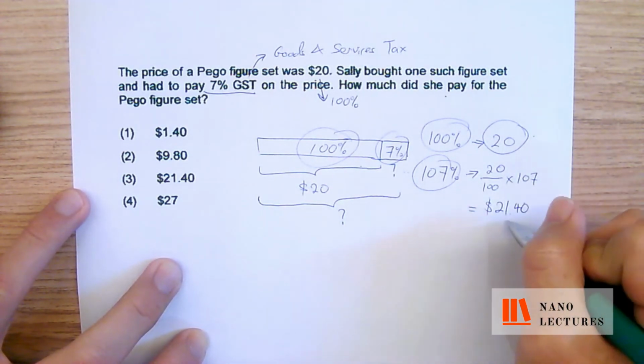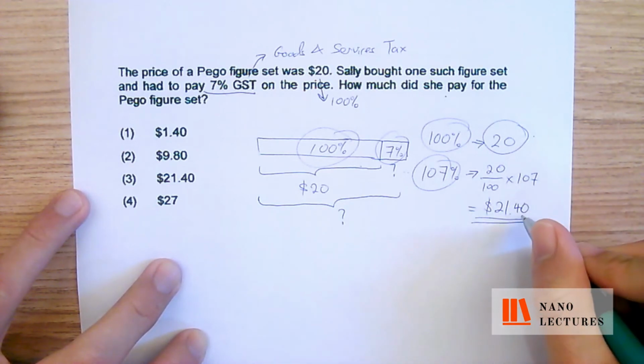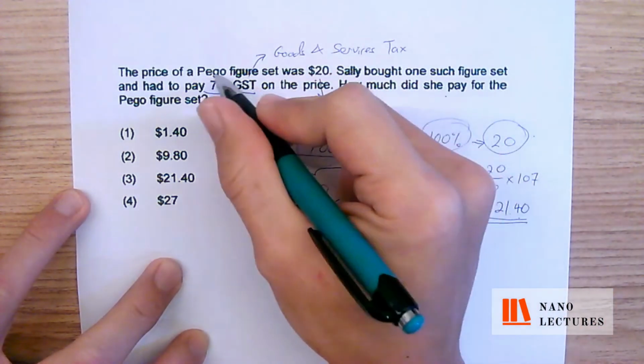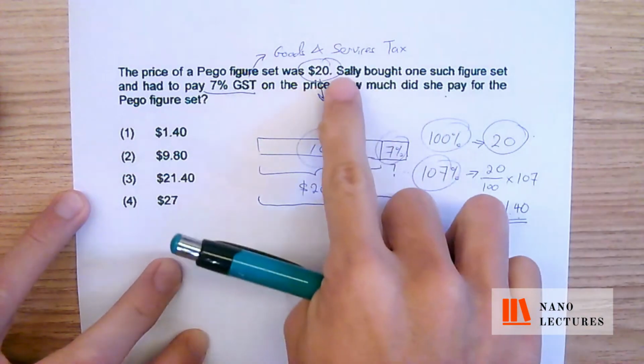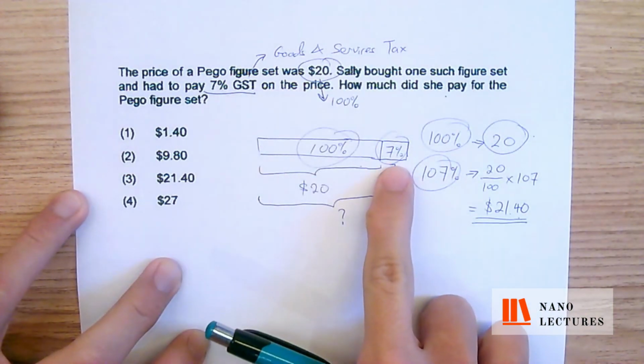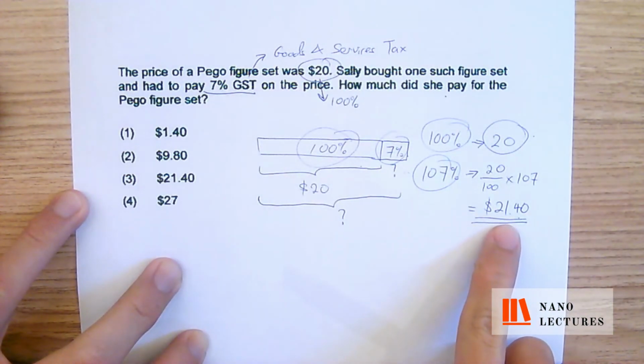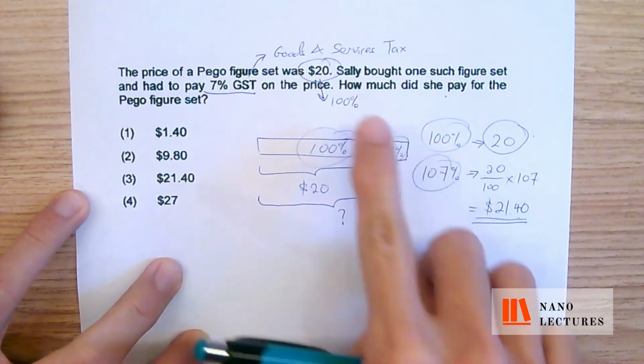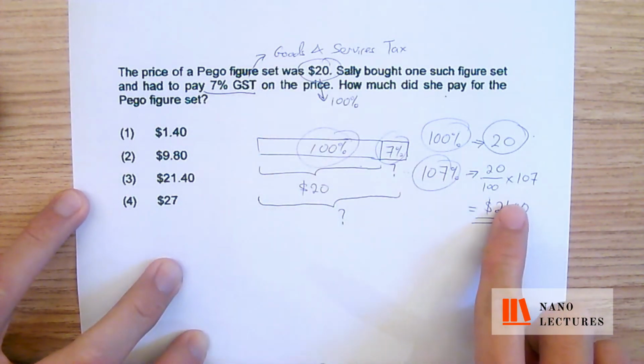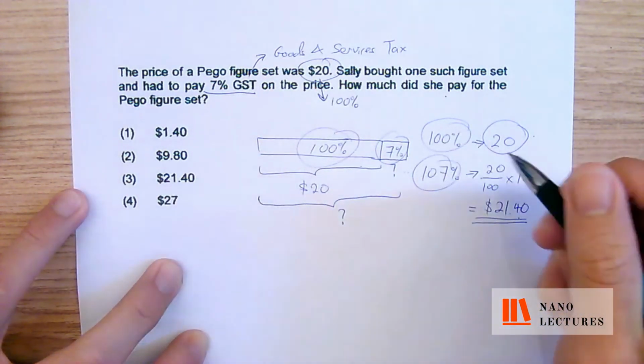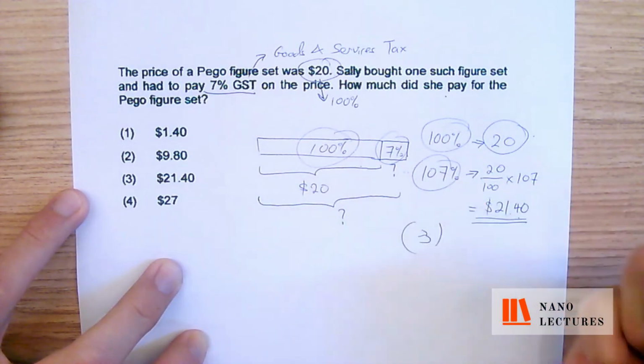Which means that Sally has to pay a total of $21.40. Even if the price is only $20, she has to pay the 7% GST, which is 7% extra, to get this amount over here. This is actually how you do the question. Don't forget, goods and services tax, very important. So the answer will be option 3. Done.